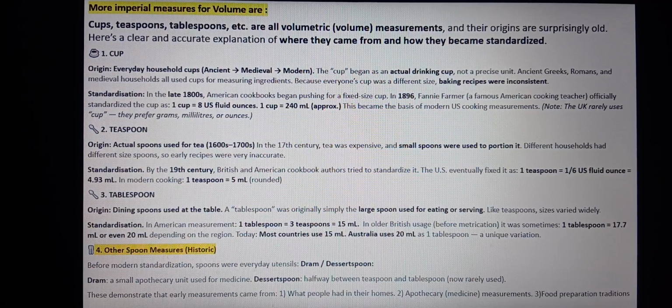Other spoon measurements, historical: before modern standardization, spoons were everyday utensils. Then there were the dram and the dessert spoon. A dram was a small apothecary unit used for medicine. The dessert spoon, halfway between the teaspoon and the tablespoon, is now very rarely used. These demonstrate that early measurements came from 1, what people had in their homes, 2, apothecary and medical measurements, and 3, food preparation traditions.